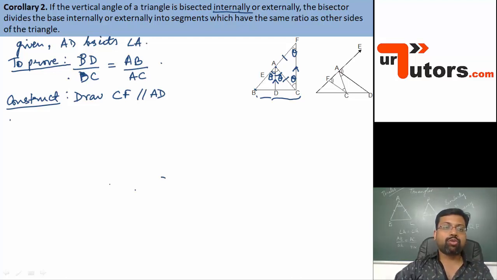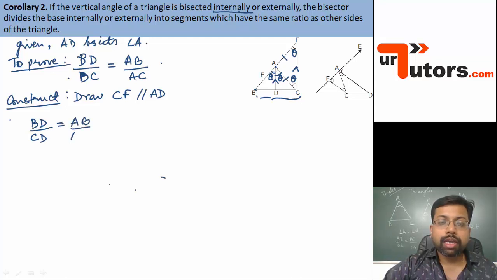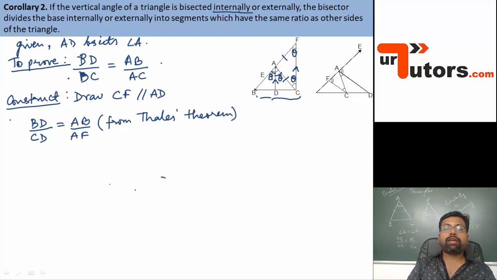Now this does not help us so far, but we use the Thales theorem, and then this makes our job easier. So now AD is parallel. If AD is parallel to CF, then we have BD by CD equal to AB by AF. From which theorem? From Thales theorem. We have constructed CF parallel to AD. Hence from Thales theorem, BD by CD, which is the ratio of the sides, is equal to AB by AF.